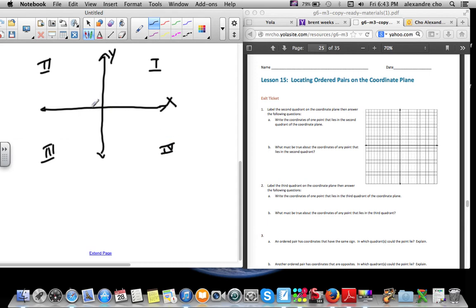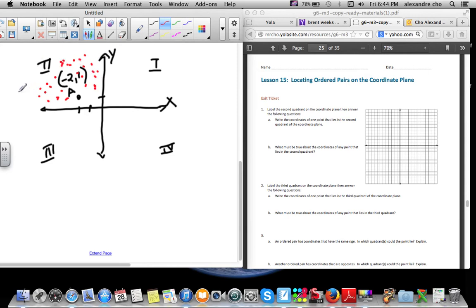So it says pick any point. Well, let's create one. Right here. Let's call that A. So A is at -2, 2 over to the left, and 1 up. Okay. And it says what must be true about the coordinates of any point that lies in that quadrant. Alright, so any point. All these points that I'm making in quadrant 2. What do they all have in common?